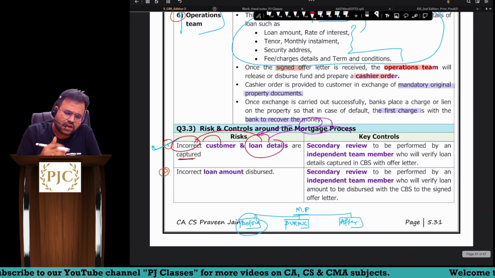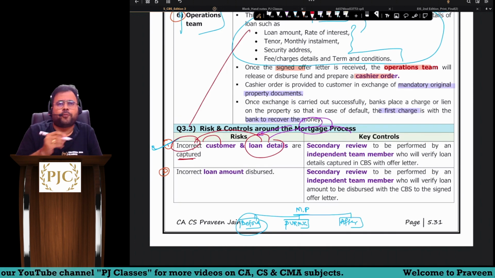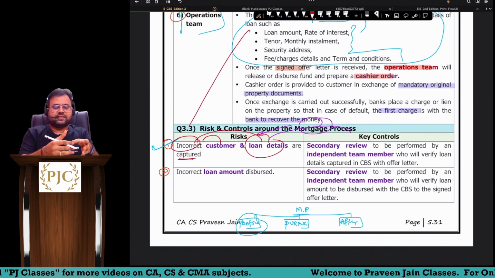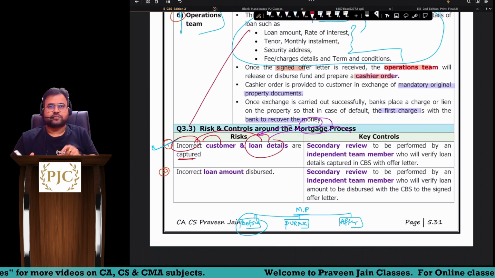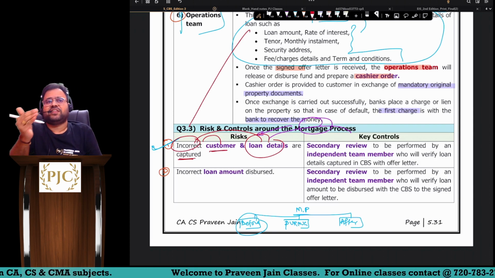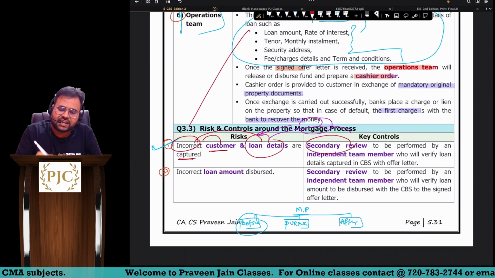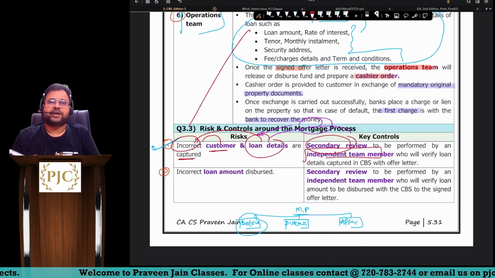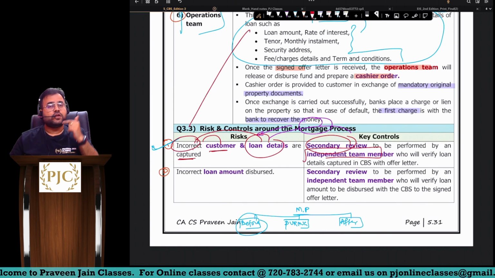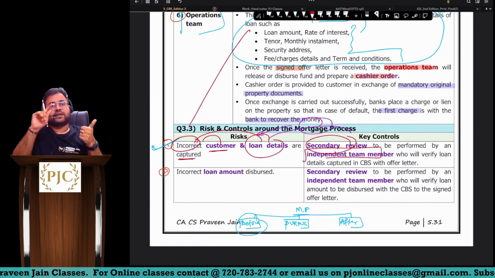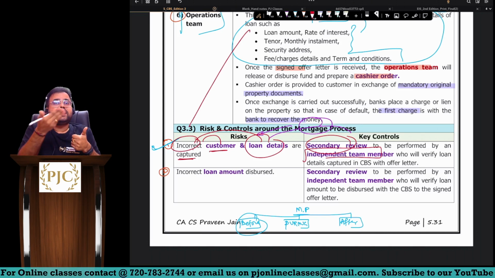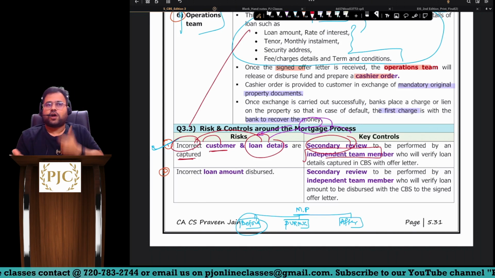So now generally who will do this? Obviously operation team is going to do this, sir. So operation team is going to ensure that these things are properly captured into the system, sir. So first point, sir. So what we should do, sir? Sir, obviously whenever we are giving the loan etc, secondary review is to be conducted by an independent team member, sir. Clear? So this is risk, this is the solution, sir. So what was the risk before disbursement, sir? Okay, whatever details we are entering into CBS, they are incorrect, sir. So what details we enter? Either customer master or loan details.